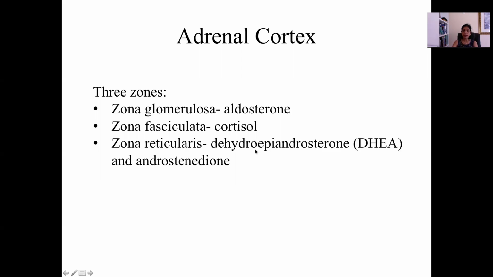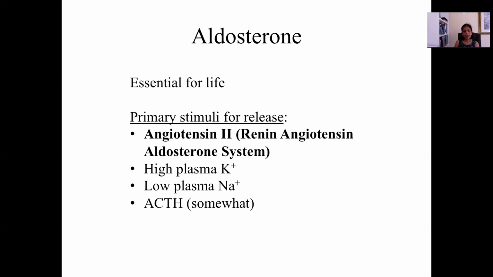Zona reticularis secretes androgens, which again could come from these two layers, but mainly from the reticularis. The two androgens shown here are dehydroepiandrosterone and androstenedione. These are forms of androgens that would be converted into the more known forms of androgens, those are testosterone and estrogens, in specific tissues. Now let's talk about one hormone at a time. First one is from the zona glomerulosa, aldosterone. Aldosterone is essential for life.